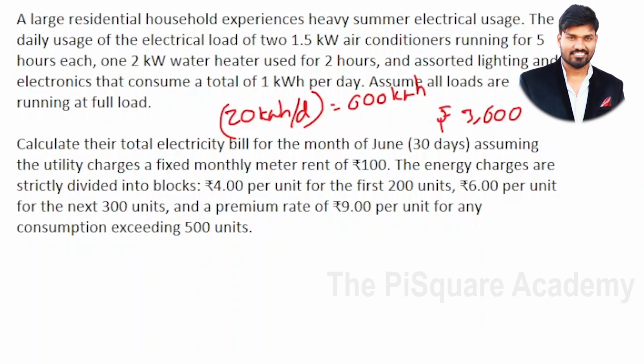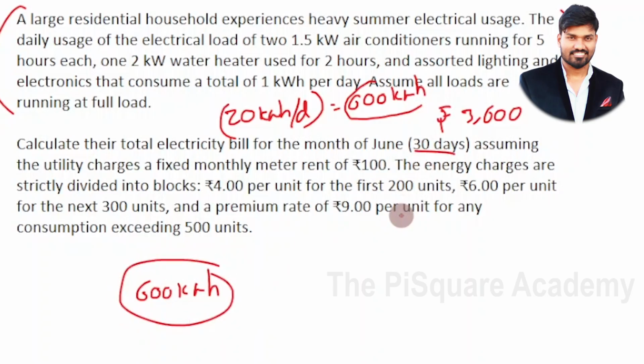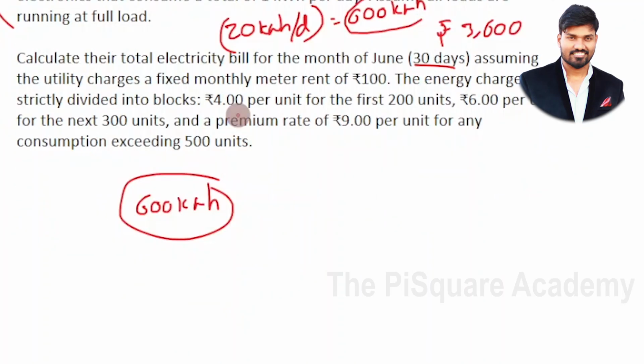Have you tried? Forget about all of these. First solve this question. You have 600 units in 30 days. According to this tariff, for 600 kilowatt hour, how much will be the cost incurred? How much will be the bill? Look at this.